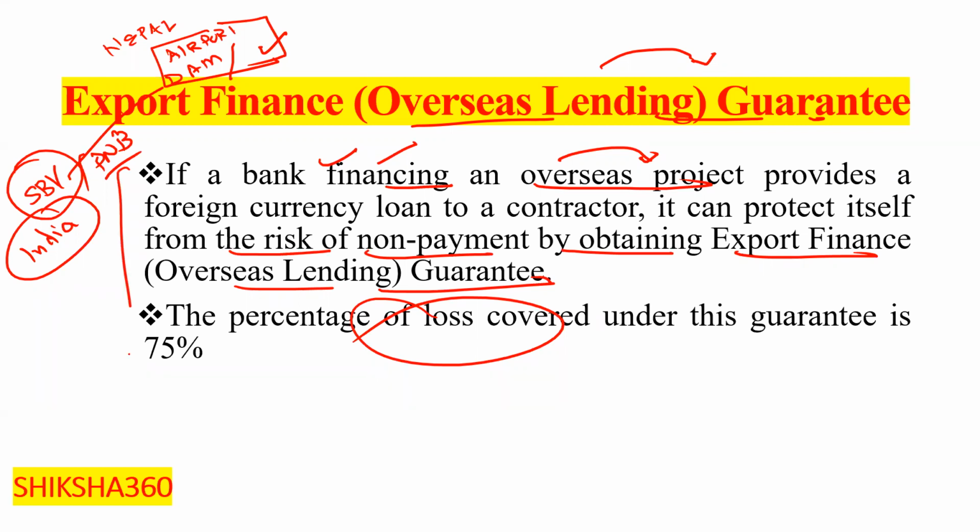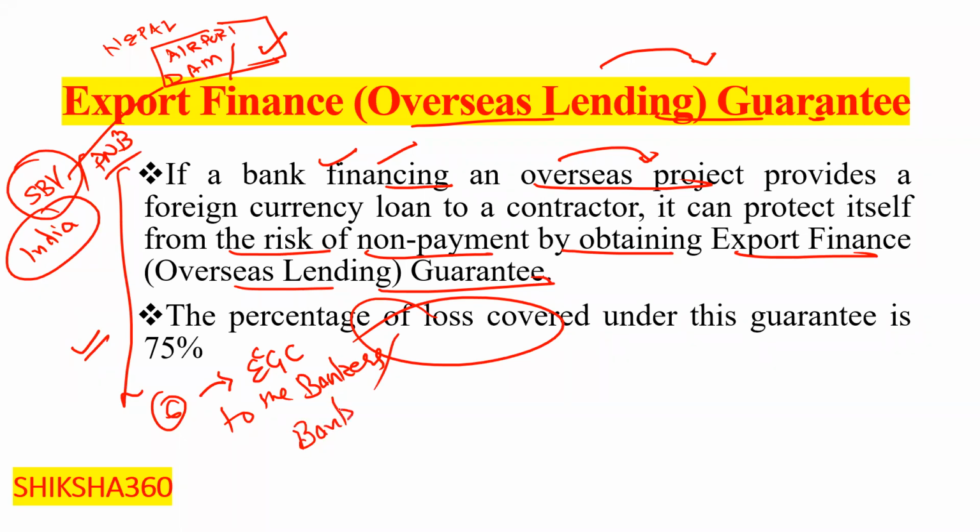So we have discussed all the 6 guarantees which are provided by the ECGC to the banks. Hope it is clear to all of you regarding all the guarantees provided by the ECGC to the banks. Clear? So let's do the revision.